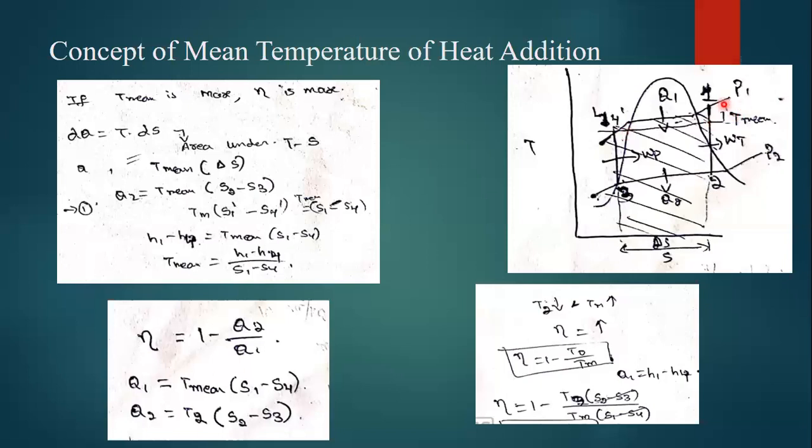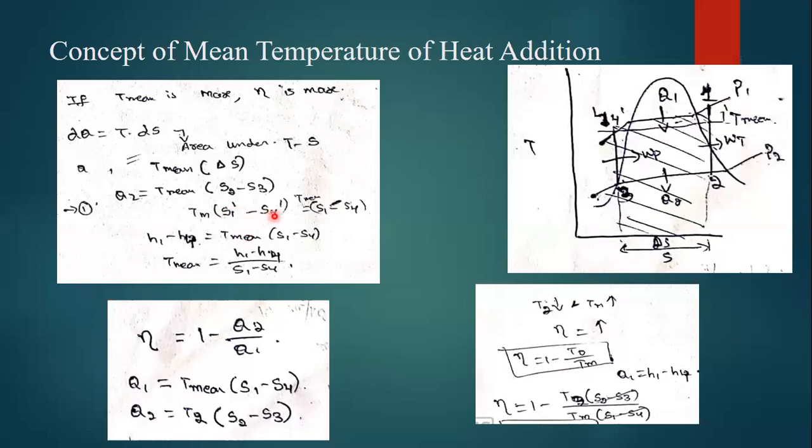Instead of taking S1, I am taking S1 dash. Why? Because it is going to be in the superheated region. If it is going to be in the dry saturated region, I have already told you, right? If it is the superheated region, we can keep it like that also, no problem. Either S1 or S1 dash, both are the same only. There is no difference, right? Anyway it is going to be a constant entropy, isentropic process.